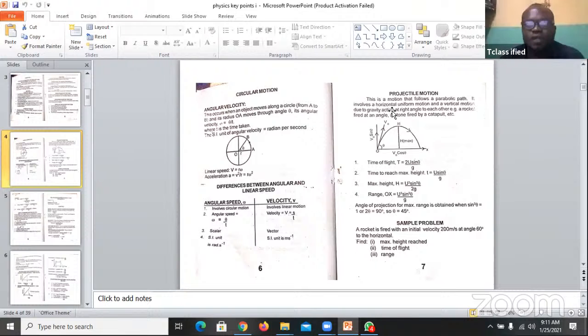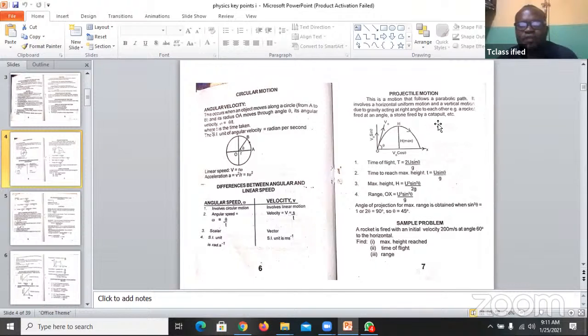So it involves a horizontal uniform motion and a vertical motion. So when a body is moving from here to here, you can see that it's taking up this horizontal distance. At the same time, it's taking up this vertical distance.